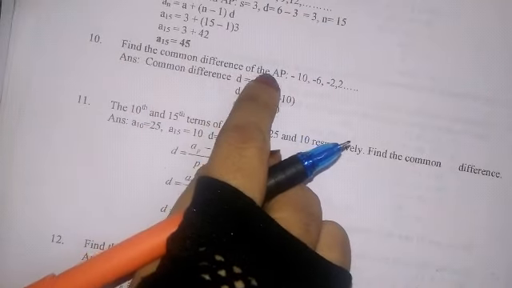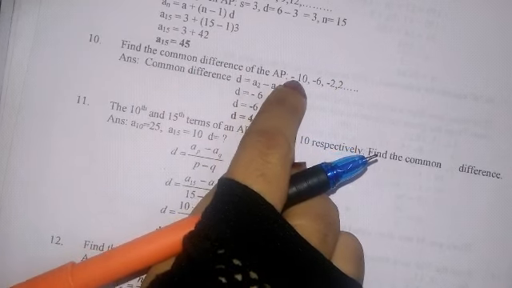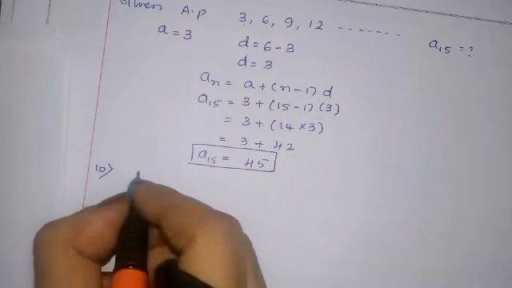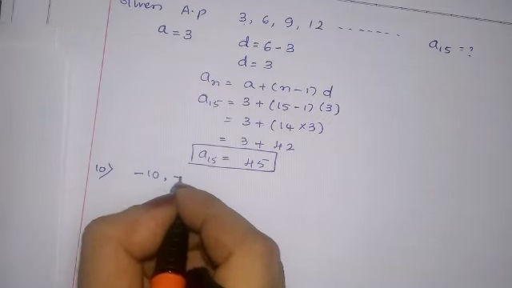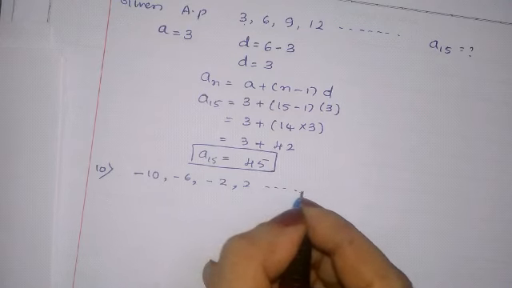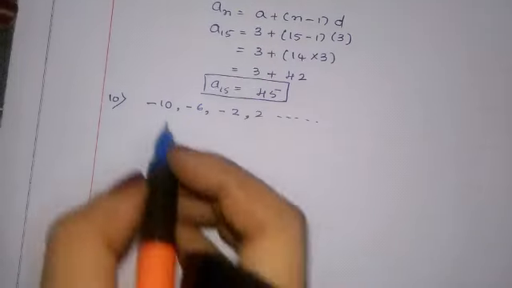Find the common difference of the AP. Minus 10, minus 6, minus 2, 2 are in AP. Find the common difference. Find the common difference, in the sense D we have to find.